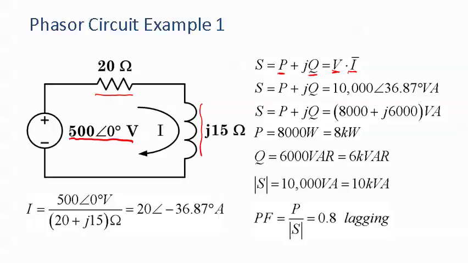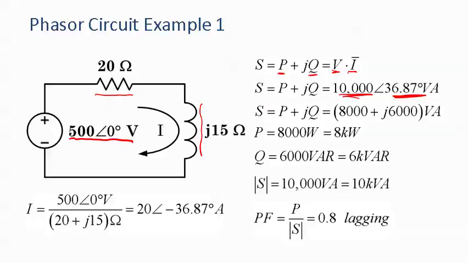Now, to calculate the power from this, I would need to take the complex conjugate of this current. The current is 20 at minus 36.87 degrees. Its complex conjugate will have an angle of plus 36.87 degrees. And if we take the product of 20 and 500, we get 10,000. So the apparent power magnitude is simply 10,000. But as a complex number, P plus jQ, we could say it in polar form as 10,000 at 36.87 degrees, and that will be in volt amperes.